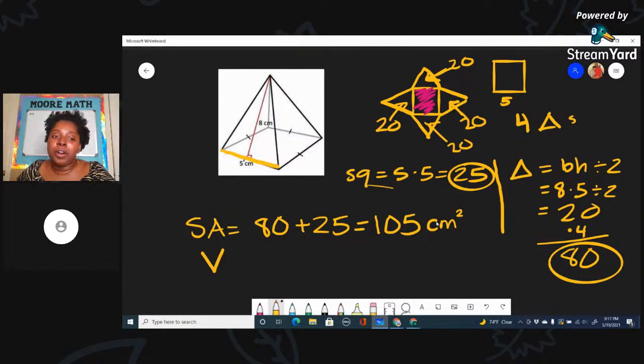When you start working with volume, it's cubed. I guess a good way to remember it is the S for surface area is squared. S and squared, surface area. And then volume, I don't know how you'll remember it's 3, but it is.